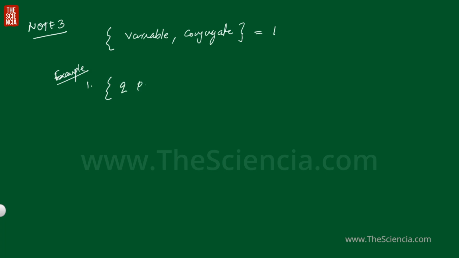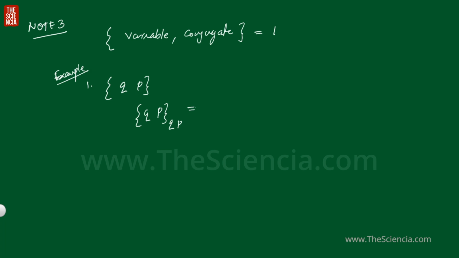Note 3. Poisson bracket of a variable and its conjugate will be equal to 1. I tell you an example. What will be the Poisson bracket of q, p? So Poisson bracket of qp means, these are the qp coordinates.